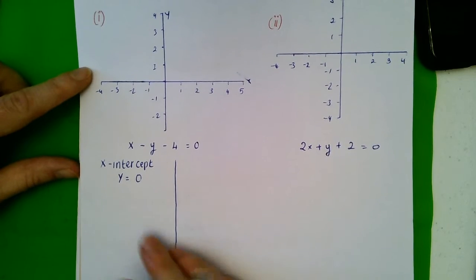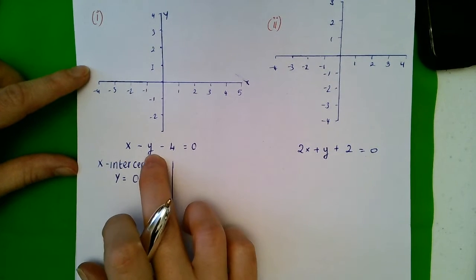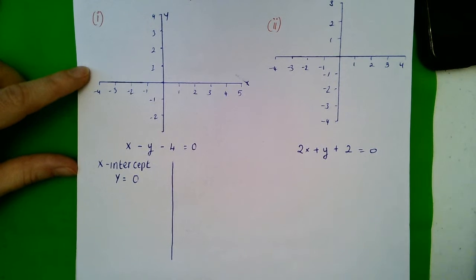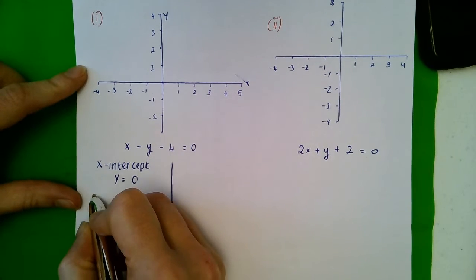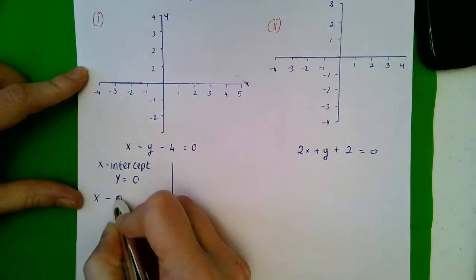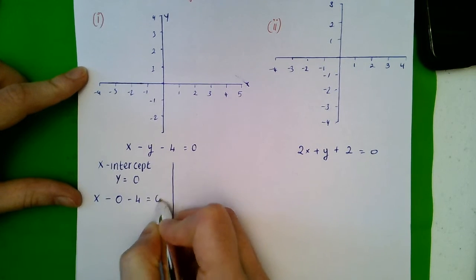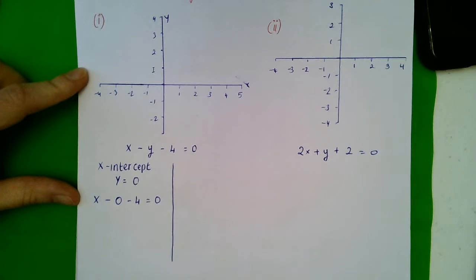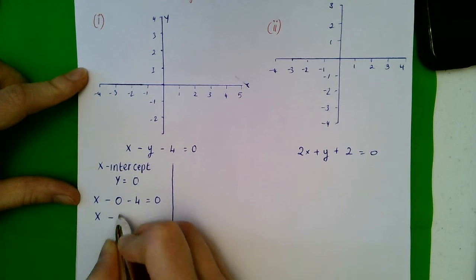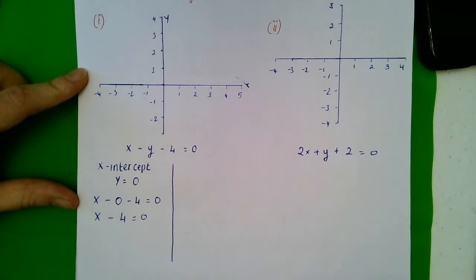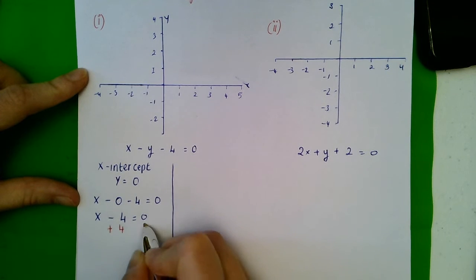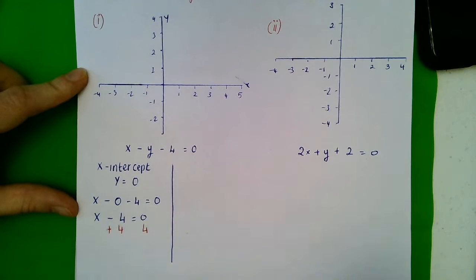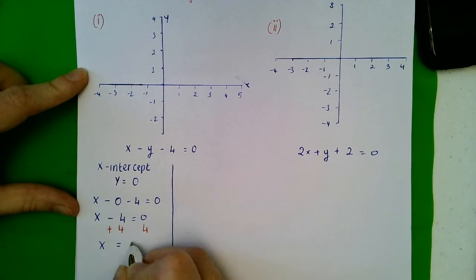Given that we know that, wherever we have a y, we're going to sub in 0 and find what x is when y is 0. So as you can see here, x minus 0 minus 4 equals 0. We can disregard that 0 and just say x minus 4 equals 0. To find what x is, it's a simple equation, so we add 4 to both sides. Our answer here is x equals 4.